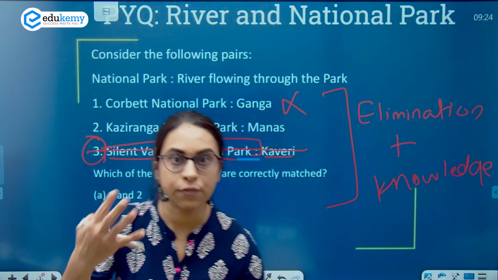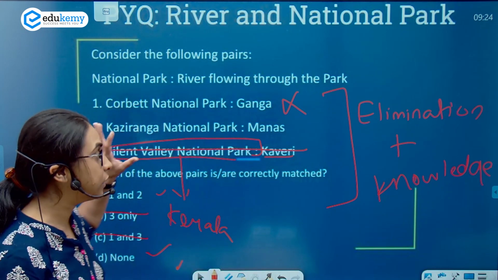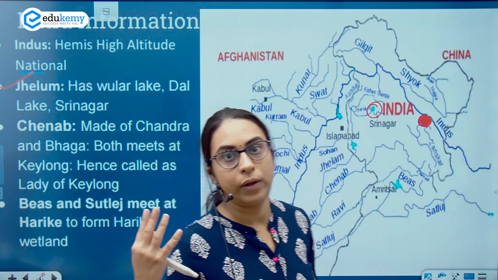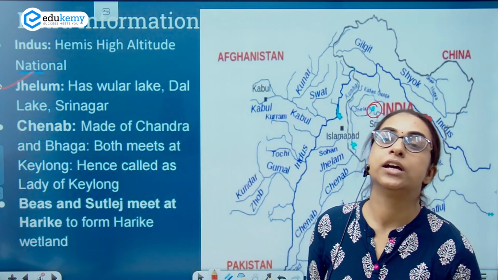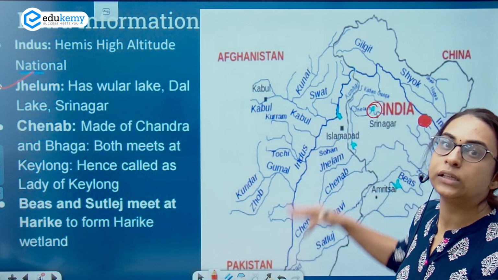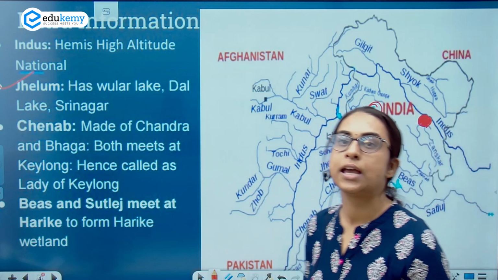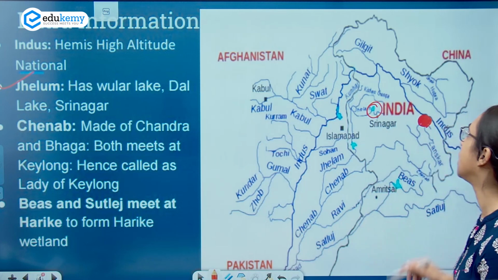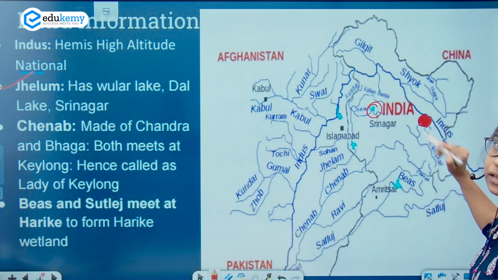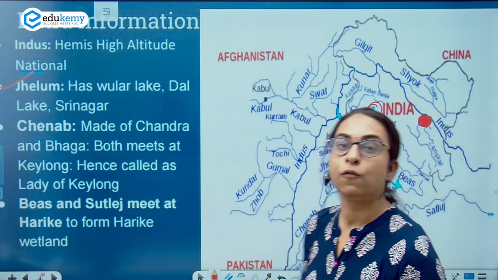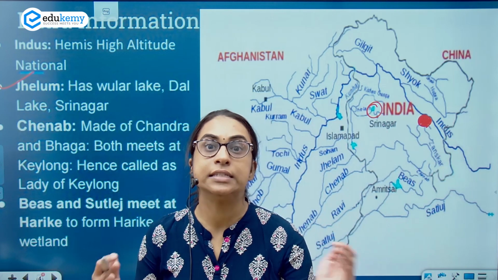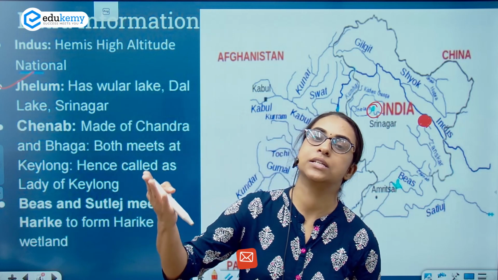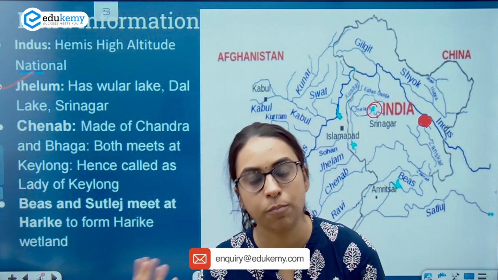Now if we delve into this question or similar themes, you can see that we've come up with which river passes through which national park. I'm starting with the Indus and its tributaries. If I talk about the Hemis High Altitude National Park, it is situated somewhere here, from which your Indus or the Zaskar river pass through. So Hemis High Altitude National Park से Indus या Zaskar pass होती है.